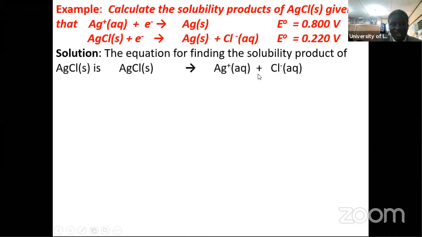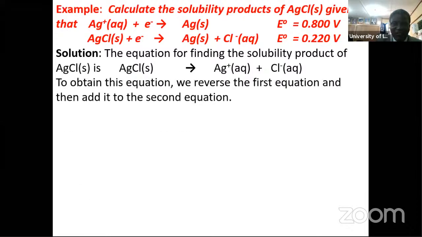And the E cell is normally given. So the equation for finding solubility product for silver chloride normally will be silver chloride giving silver plus and chloride minus. This is the equation you are looking for. So you have to look for a way of how you are going to arrange this to get this product. If you are looking for how to do that, that means your AgCl will have to be on this side, and that means this other equation has to be reversed. Is that okay? That's the first equation has to be reversed.